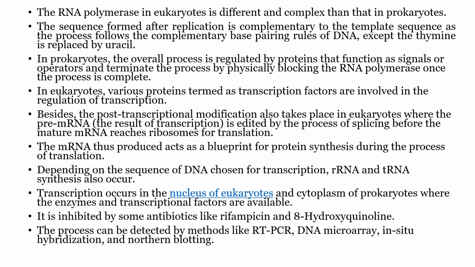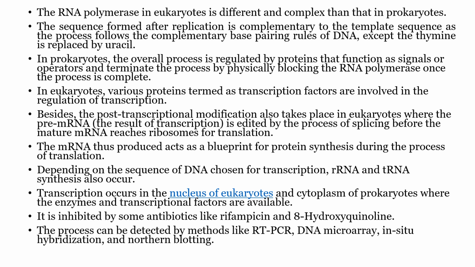In prokaryotes, the overall process is regulated by proteins that function as signals or operators and terminate the process by physically blocking the RNA polymerase once the process is complete. In eukaryotes, various proteins termed transcription factors are involved in the regulation of transcription. Besides, post-transcriptional modification also takes place in eukaryotes, where the mRNA is edited by the process of splicing before the mature mRNA reaches the ribosome for translation.